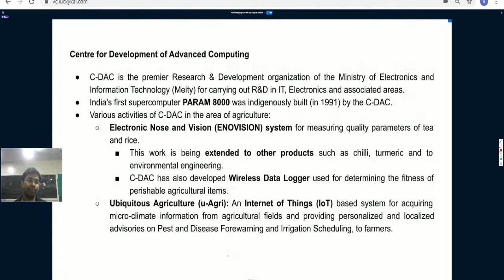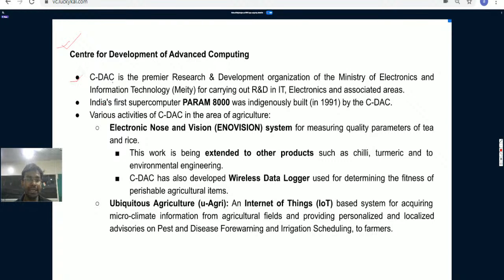Next topic. As we have seen, some aquaponic facility has been installed by CDAC. CDAC means Center for Development of Advanced Computing, somewhere in the Punjab, Chandigarh region. So they have done it. Now we will understand what this particular body, Center for Development of Advanced Computing, is, what it does and what initiatives it has taken for agriculture.